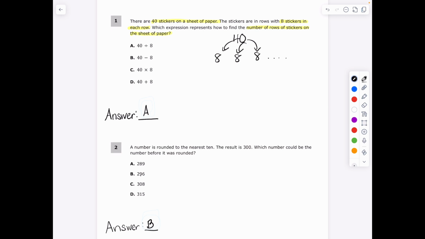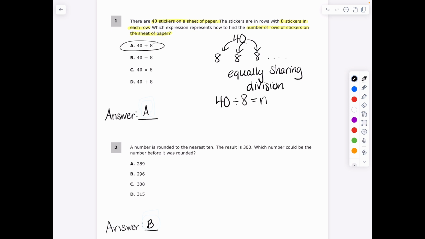And so all I know I'm doing is I'm equally sharing. I know that I'm thinking of division. So I am taking these 40 stickers and I can divide by 8 to figure out how many rows I have. Now, they're not asking us to actually solve this. They're just asking us which expression can be used, and that would be A, because I have an equal share.